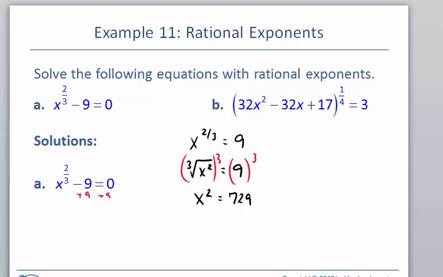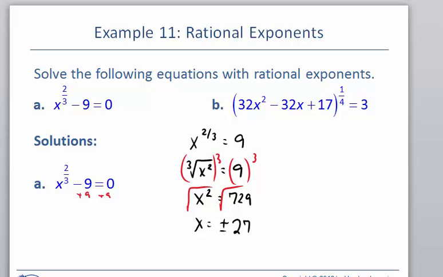All right, and then how do we deal with that answer? X squared is equal to 729. We need to figure out how to deal with that. We're going to take the square root of both sides. And so that's going to give me x is equal to, now don't forget your plus or minus, the square root of 729 is going to be 27.